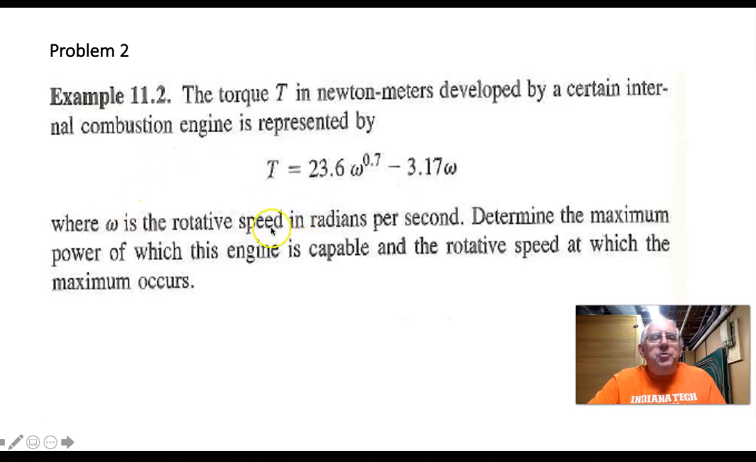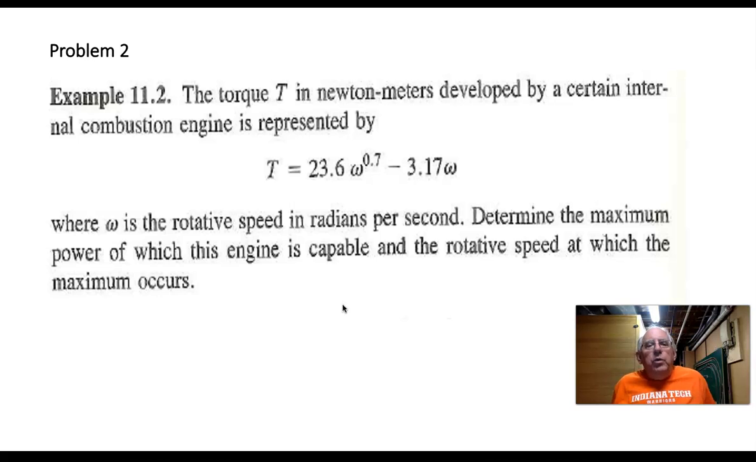And so the radians per second is the speed, and once we put in radians per second for the two terms, then all of the other constants and all of the units are associated with that, such that the answer would be torque in Newton meters. And so in this particular case, we want to determine the maximum power at which this engine is capable and the rotative speed at which the maximum occurs.